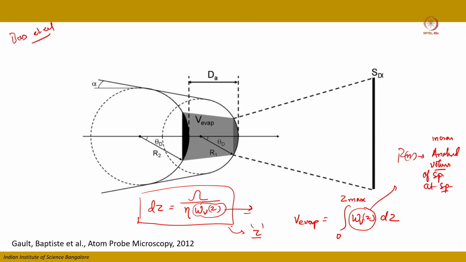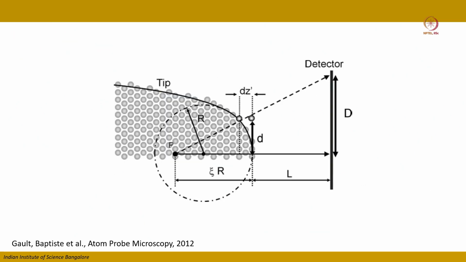The magnification of projection is equal to D by d, which can be written as L by the image compression factor times R. Here D is the distance from the ion impact point to the center of the detector, and d is the distance between the specimen axis and the projection of the ion into the plane. In this figure it can be understood.